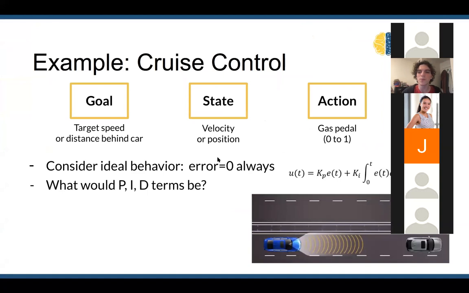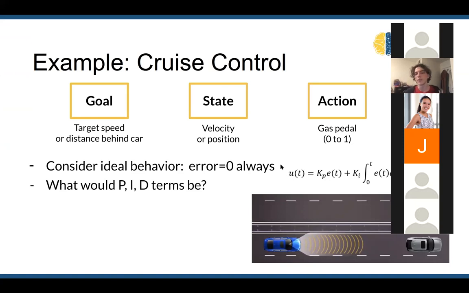Suppose we are driving perfectly and we are maintaining the exact target speed. That would make the difference between goal and state 0. So the error would be 0, and our P term is just proportional to error, so the proportional term would be 0. If we look at the derivative term, since we have a constant error, the derivative of it will also be 0. And the integral of it will be 0 as well. So in this case, all 3 terms end up being 0 if we're behaving optimally. And what that means is our action is 0.